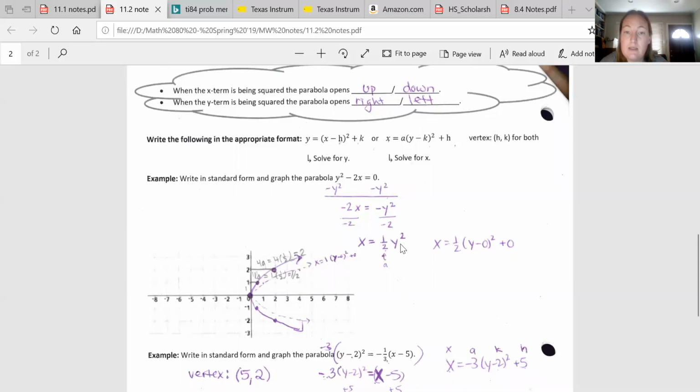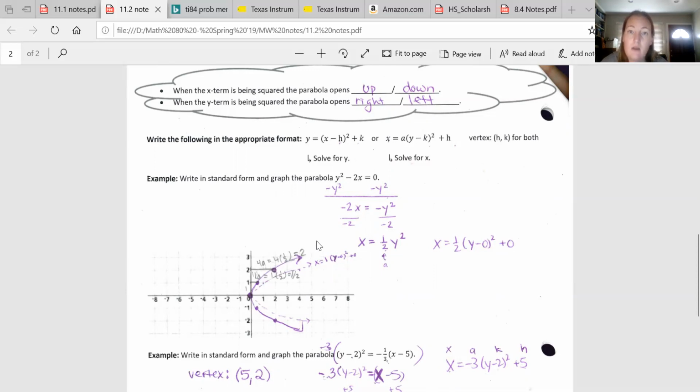Our center will be 0, 0, because nothing is here or out here, as you can see. So 0, 0, H, K. So I plot my 0, 0. It's a positive A of 1/2. So I go up 1 and over 1/2. Normally I'd go up 1 and over 1 if the A was 1, but I'm going to go half of that. Up 2, normally it's 4, because 2 squared is 4, but I'm going to go half of that, so I'm only going to go 2.